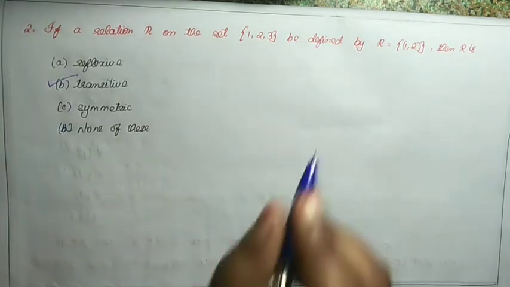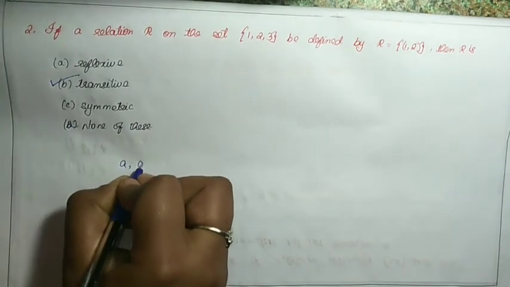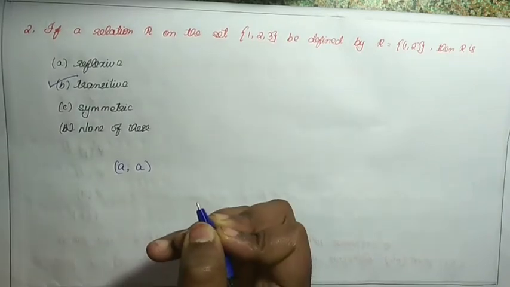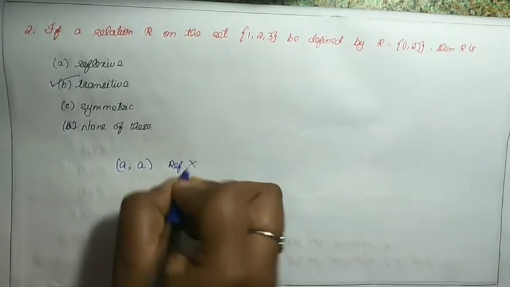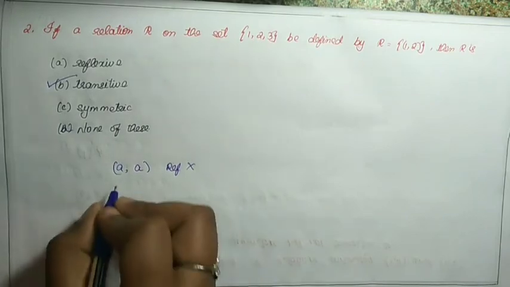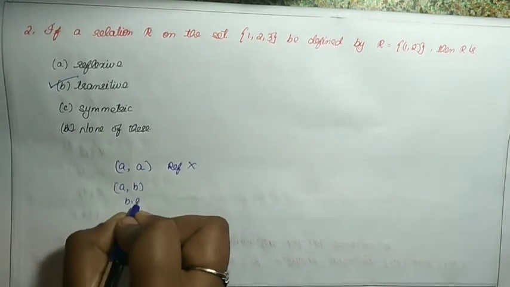Why? Because for reflexive, I need the condition A comma A, which is not there. So reflexive is not the right option. For symmetric, I need A comma B and B comma A.